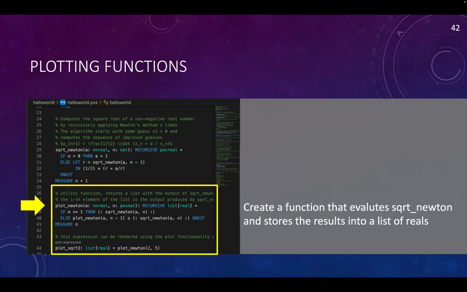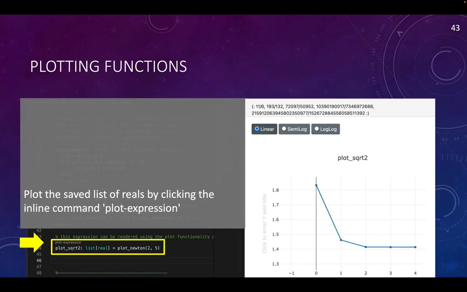To plot the values computed by the function, we define a utility function that evaluates sqrt Newton n times and saves the results into a list of reals. And then we click the line action plot expression to view the plot. A new panel will open on the side with a 2D plot of the function.